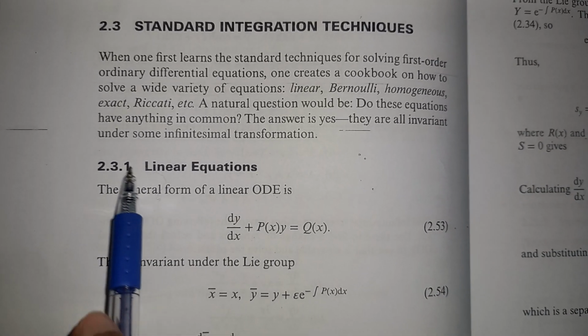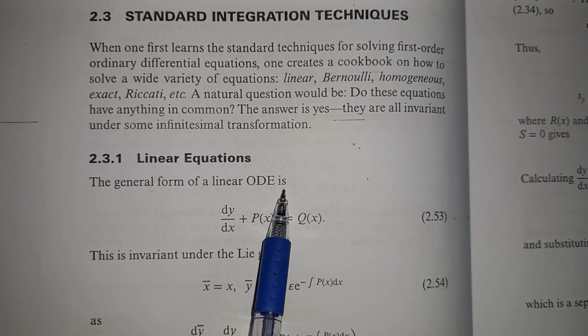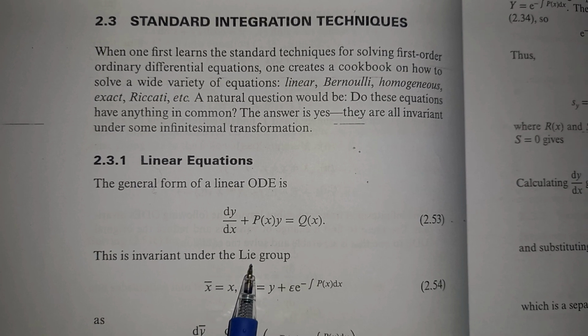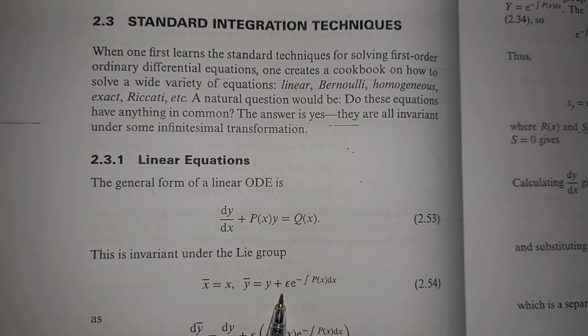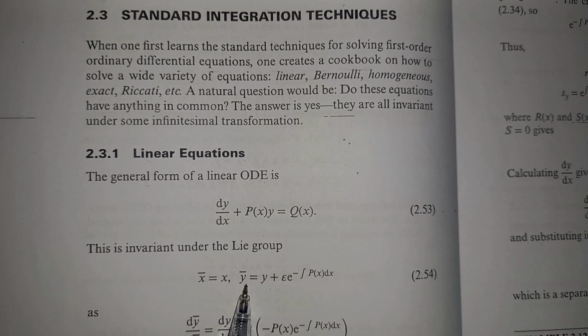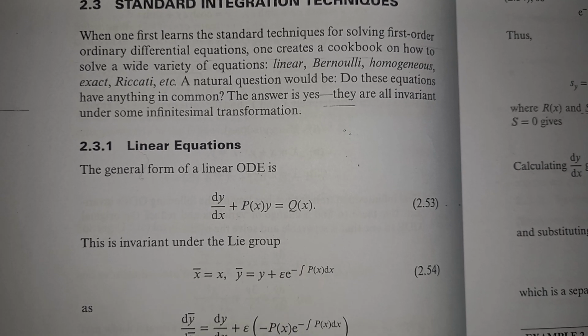Okay, now we are given the linear equation. The general form of a linear ordinary differential equation is given by this one. Now students, if you want to show the invariance under the Lie group, this is the Lie group that is given to you. Okay, so you should learn it: x bar is equal to x and y bar is equal to y plus epsilon e raised to power integral p of x dx.